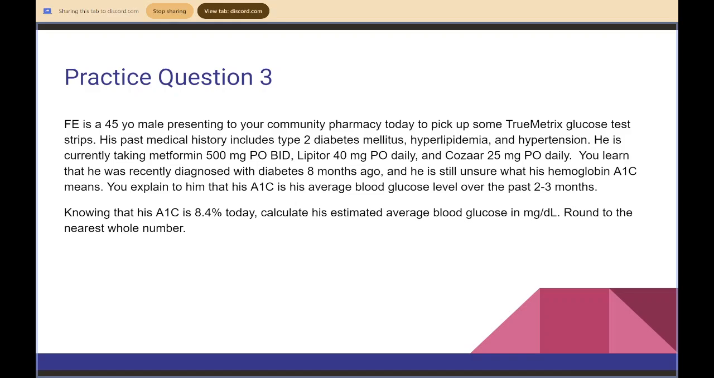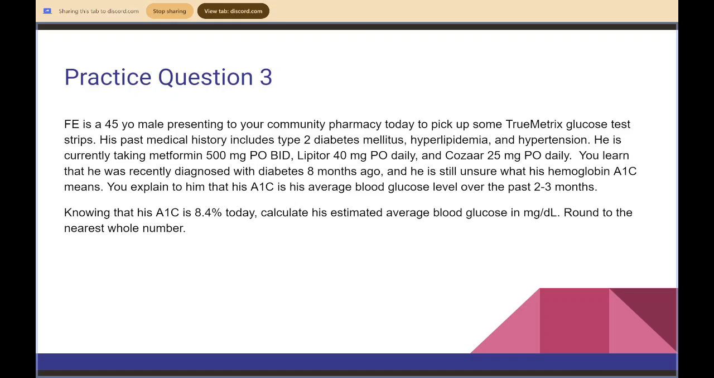Now we have practice question 3. FE is a 45-year-old male presenting to your community pharmacy today to pick up some True Metrics glucose test strips. His past medical history includes type 2 diabetes, hyperlipidemia, and hypertension. He is currently taking metformin 500 mg PO BID, Lipitor 40 mg PO daily, and Cozar 25 mg PO daily. Can anyone tell me what the generic is for Cozar in the chat?